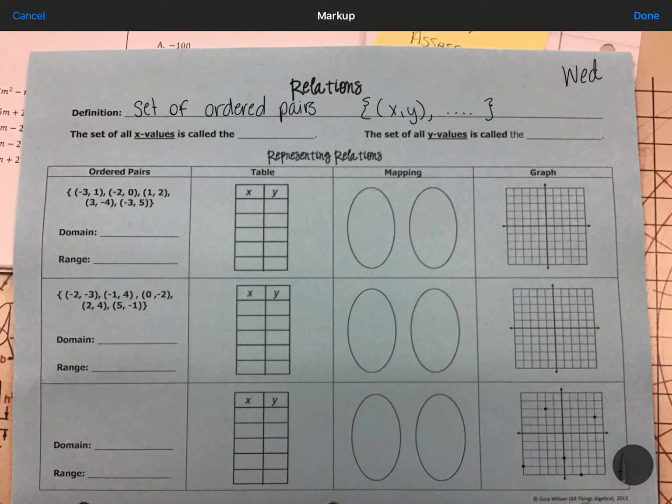Also, with a relation, you have a set of x values and a set of y values. The x values are called the domain, and the y values are called the range. So if you ever hear me say to state the domain, I'm asking you to list the x values in your relation. If I'm asking you to state the range, then I'm asking you to state the y values in your relation.